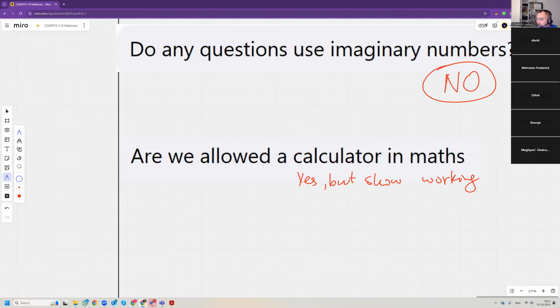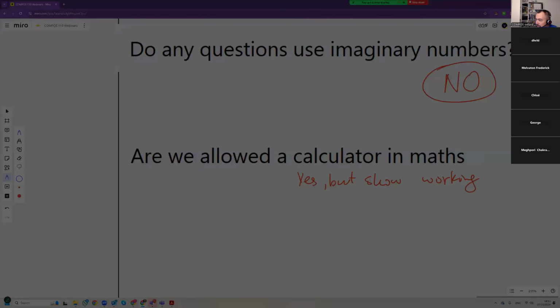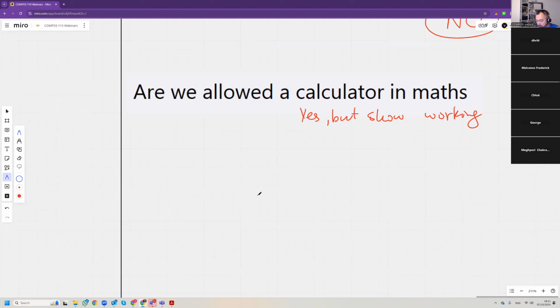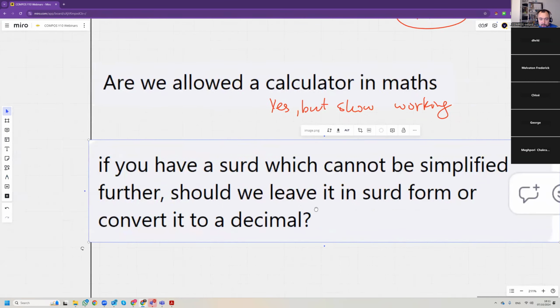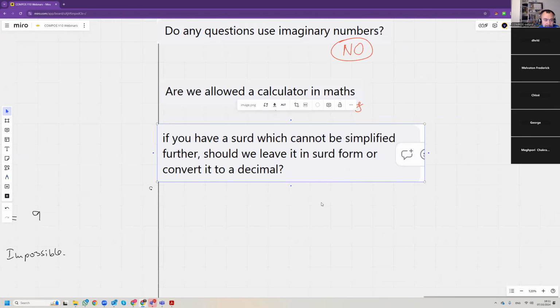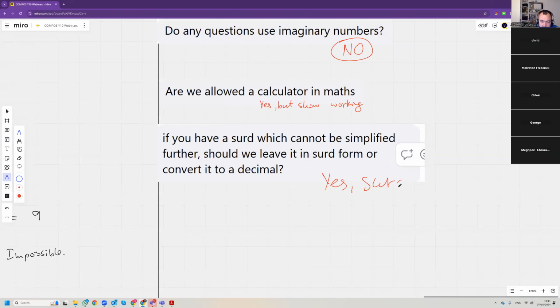If you have a third which cannot be simplified further, should we leave it as a third or convert it to decimal? Yes, third. Leave it as a third. But we won't mark you down for using decimals. Yes. Third.